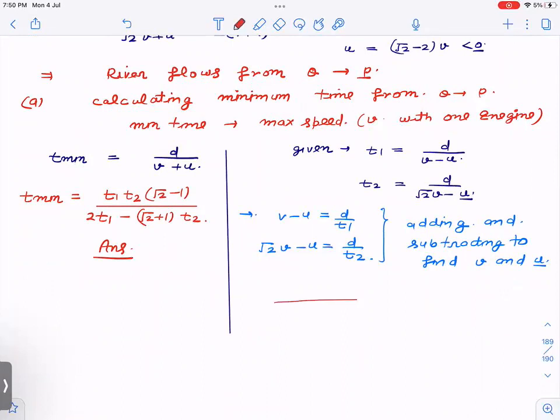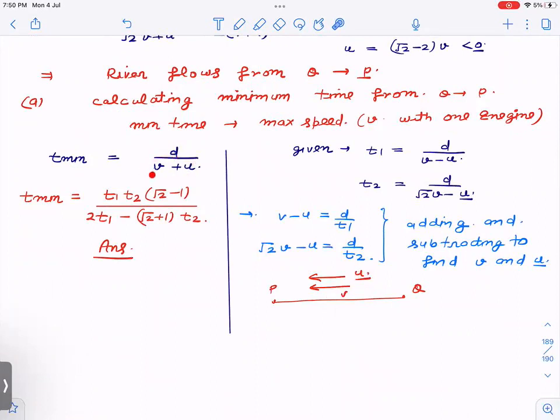Now see what's happening. This is P and this is Q, right? Boat is going this way. River is also going this way, V and U, right? So the speed will be V plus U. Velocity of boat with respect to earth will be velocity of boat with respect to river plus river with respect to earth. Both are in same direction, so V plus U.